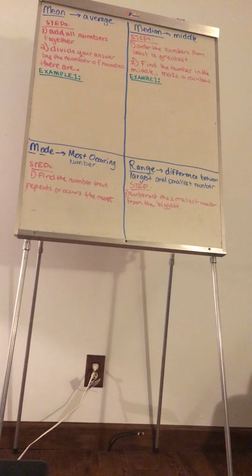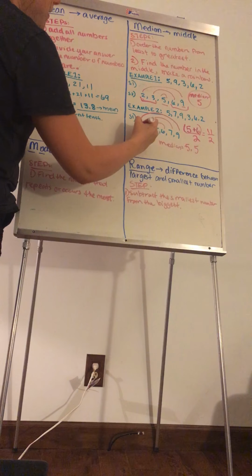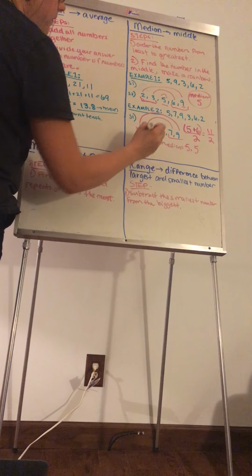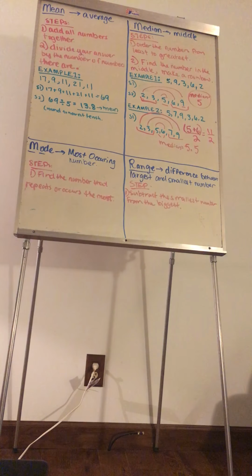So again, if you have an even number of numbers, you will need to find the 2 middle ones and then find the mean of those. Add them together and divide by 2. And again, if you notice here, I've got 2 here, 2 here, and then I have my 5.5 in the middle. And it's a cute little rainbow too.